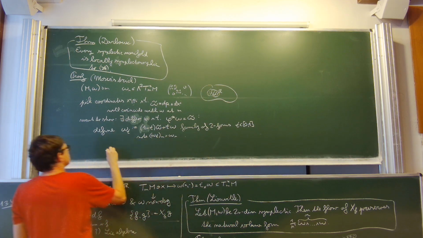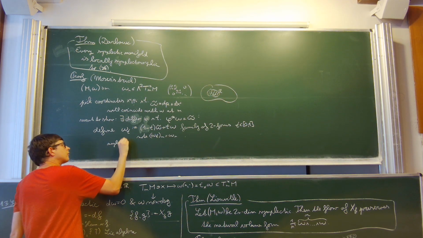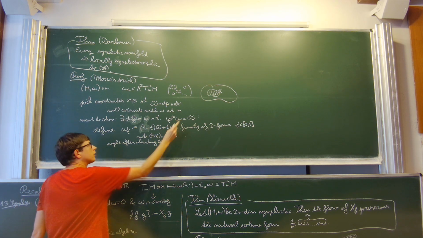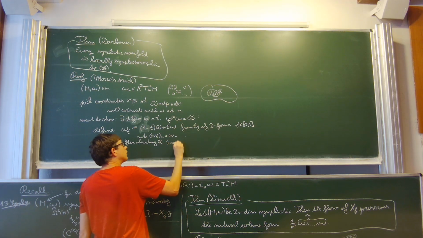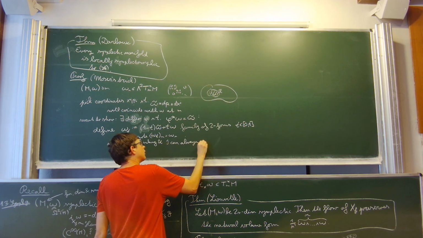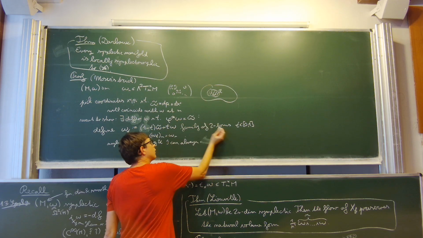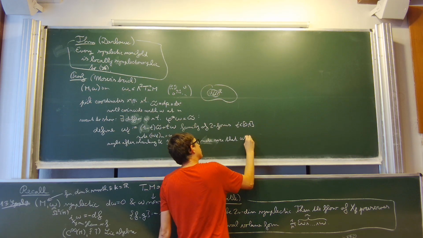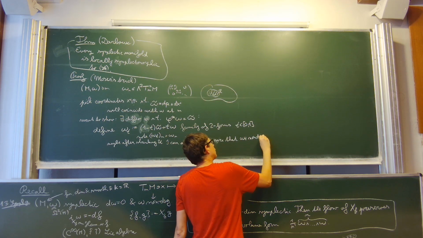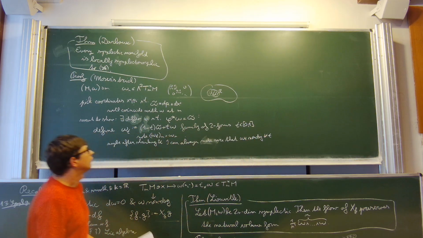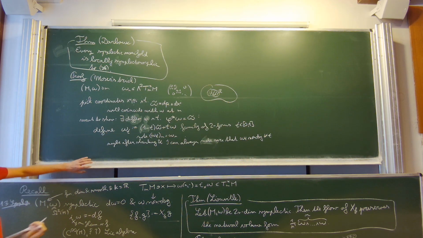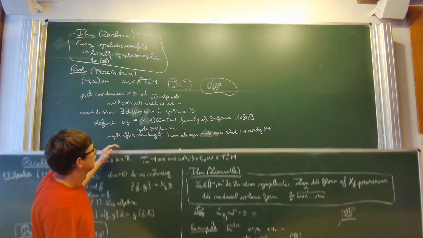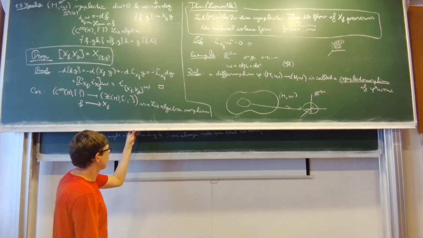Maybe after shrinking U, the interval, I can always make sure that omega t is non-degenerate for all t. Okay, so now we have a family of symplectic forms. So now what do we do with the family of symplectic forms? Well, we will use it to continue the proof.